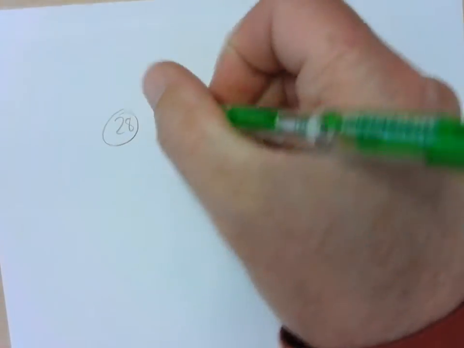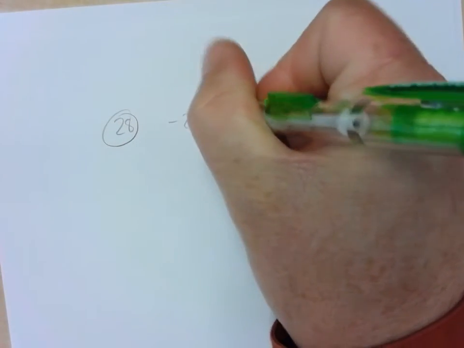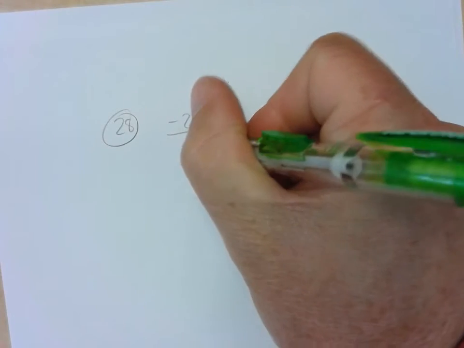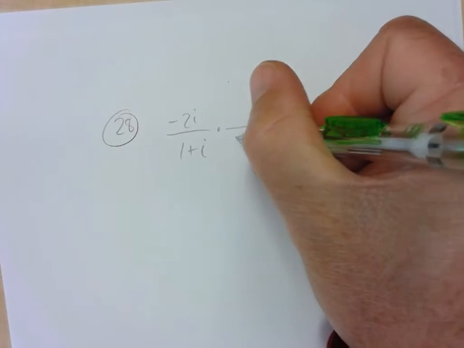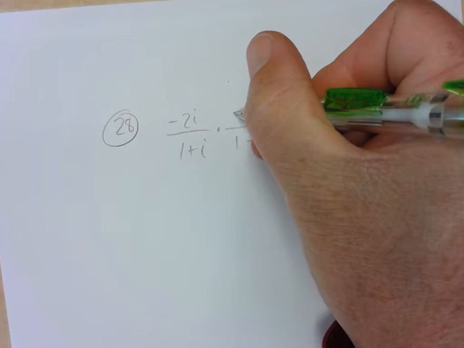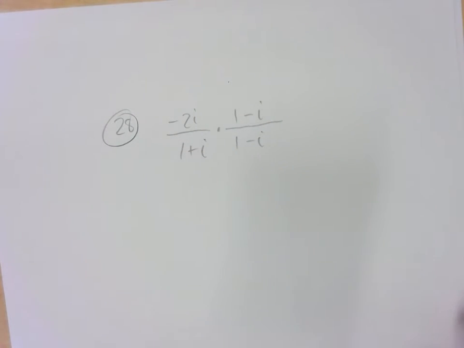Alright, so the next problems after that, up through 26, here's that one, and then 28 and 29. 28, that's where you're doing the rationalizing thing. So 28, set it up, negative 2i over 1 plus i. So you're going to rationalize the denominators. You're going to multiply the bottom by 1 minus i and 1 minus i. So that's the complex conjugate is what that's called.